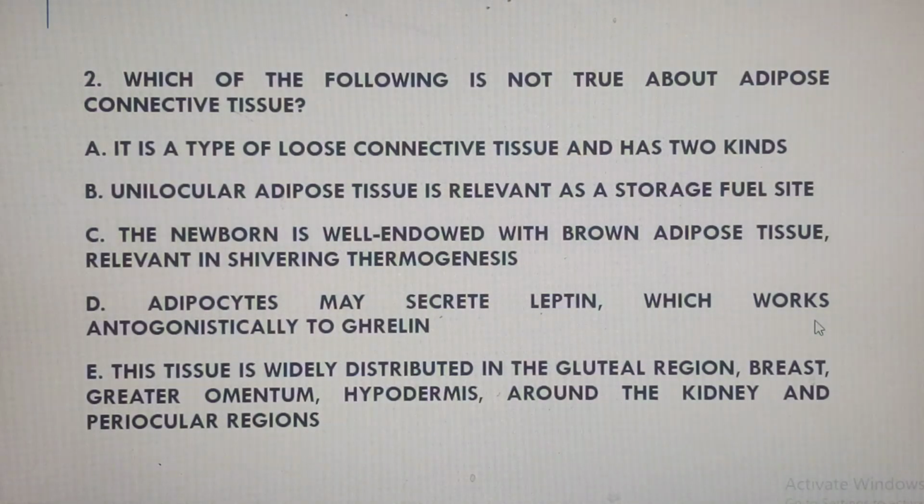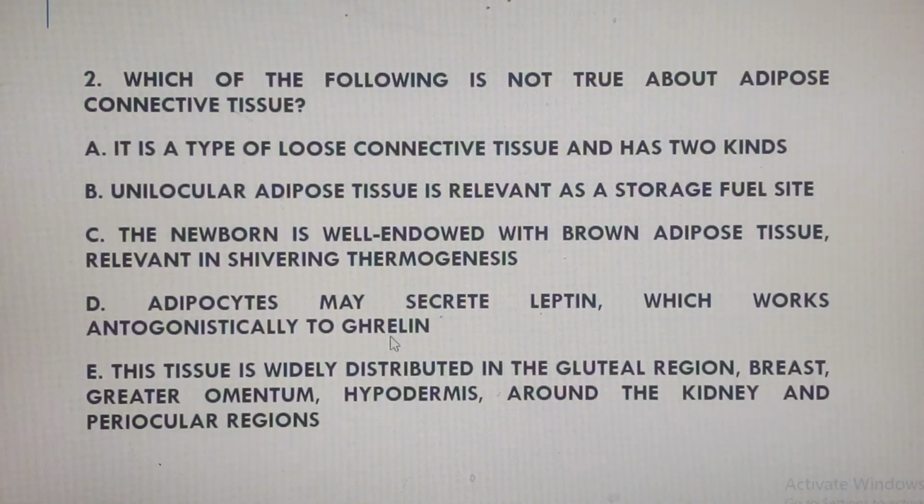But let's go on. Option D says adipocytes may secrete leptin, which works antagonistically to ghrelin. Yeah, this is a very true statement. The fat cells, the adipocytes in adipose connective tissue, will have what we call leptin. And this leptin is what we call the satiety hormone. This hormone-like product made by the adipocyte is released maximally into the bloodstream after eating, to tell you that you are full and therefore you don't eat again. Therefore, it works against that hunger hormone that we call ghrelin.